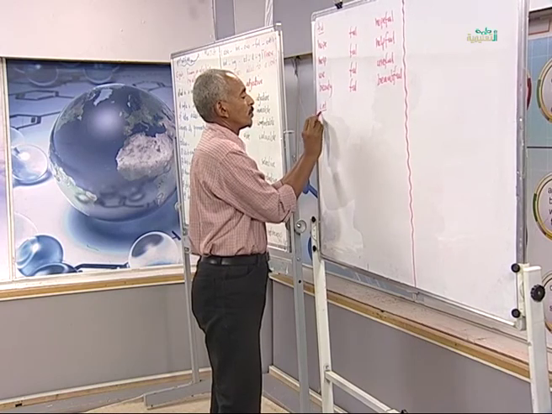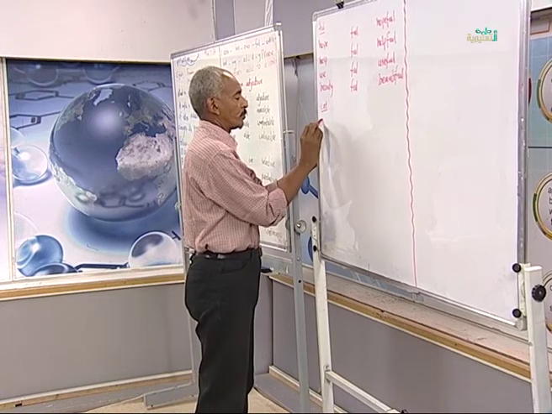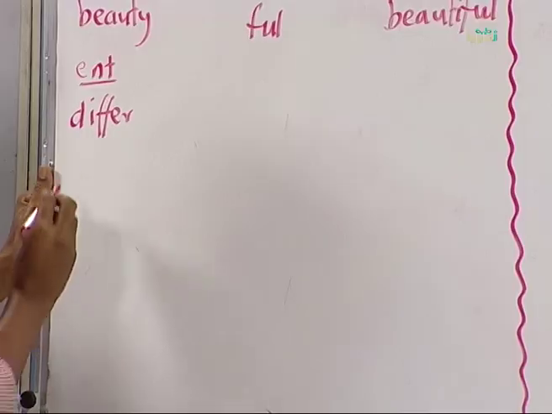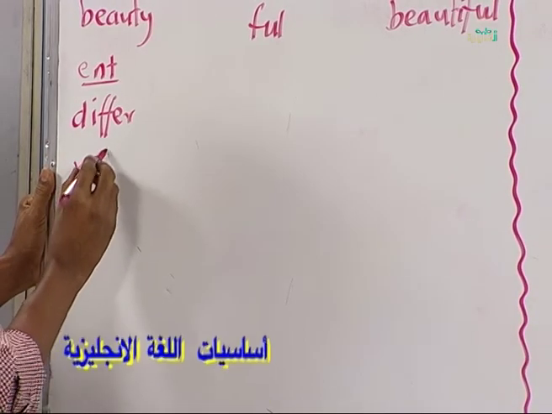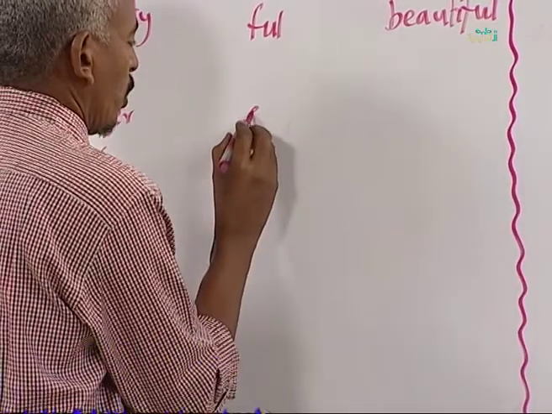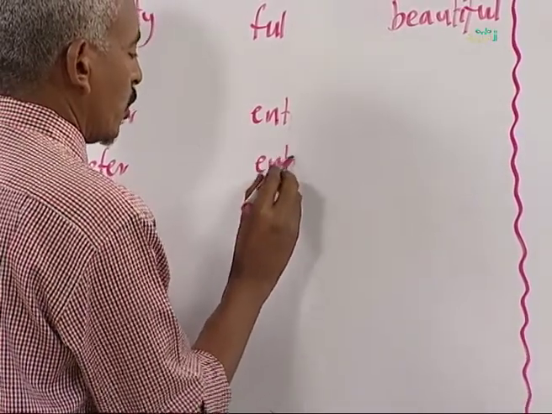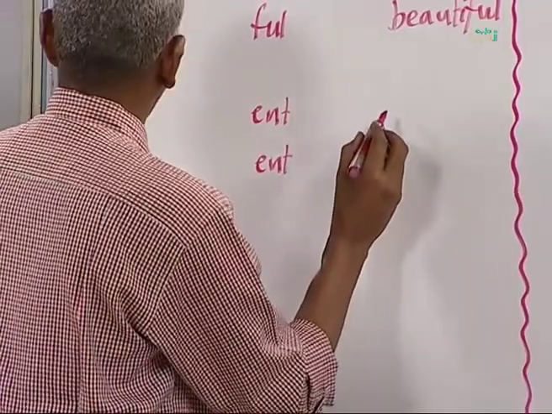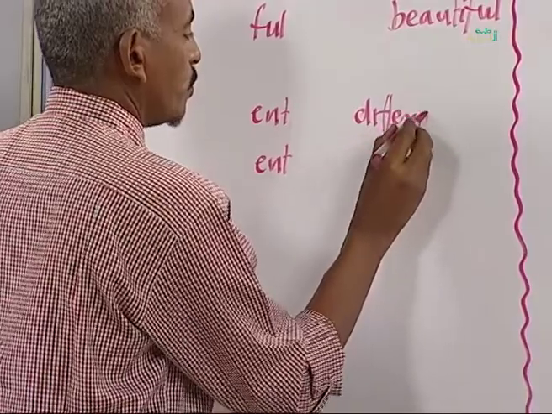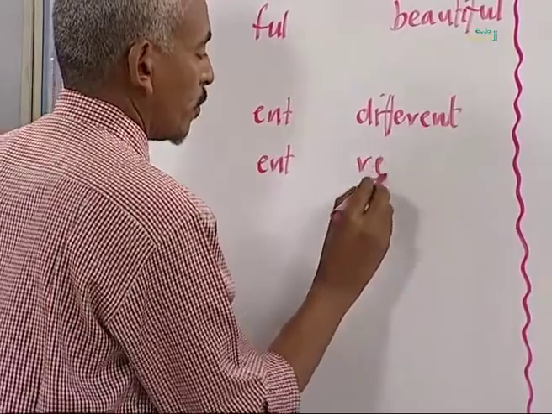E-N-T. For example, differ, refer. We add E-N-T. E-N-T is going to give the adjective different. Different.